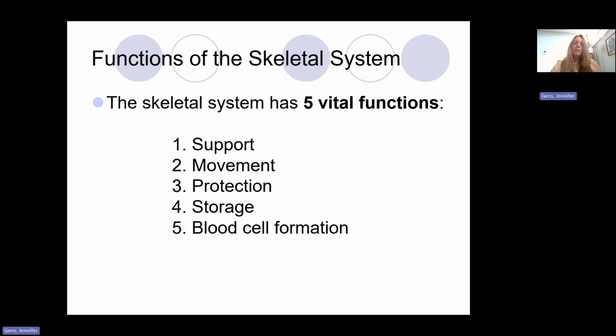Also storage. We have 2 different types of marrow. We have red marrow and we have yellow marrow. Red marrow is blood and yellow marrow is fat, and those are both stored in bone. And then finally, there's the process of hematopoiesis, or blood cell formation, that's going to be happening in the red marrow. And that is all types of blood cells. Red blood cells, white blood cells, and platelets are going to be created in the bone marrow.